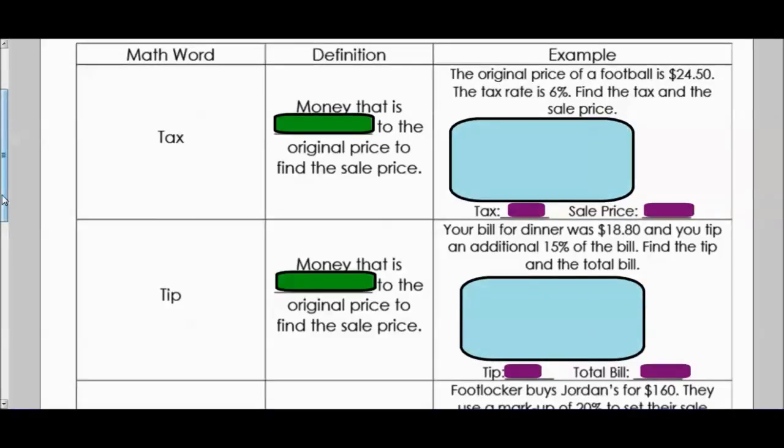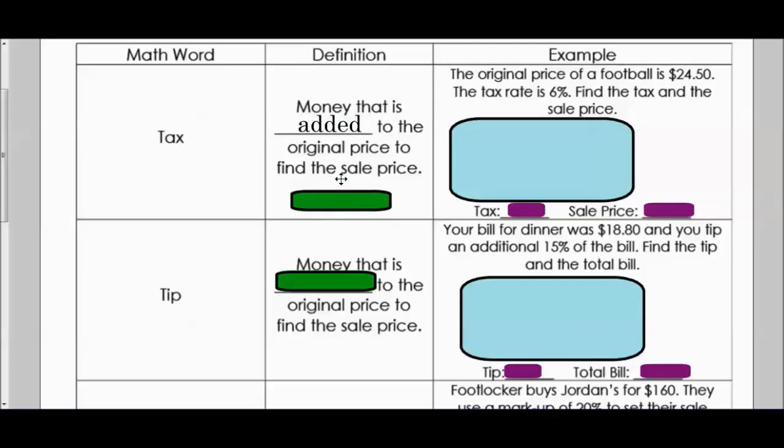Alright, so our first word is tax. A tax is basically money that a government is saying that retailers need to pay for selling their products in their country. Whether it has to do with how they were transported into the country, what country they got them from, or what the product actually is, it varies for different countries and different products. But really, for our purposes, the only thing that we're concerned about is that the money is added to our original price to find the sale price.